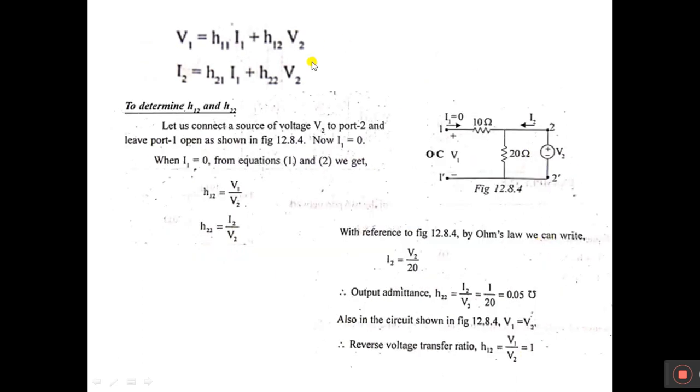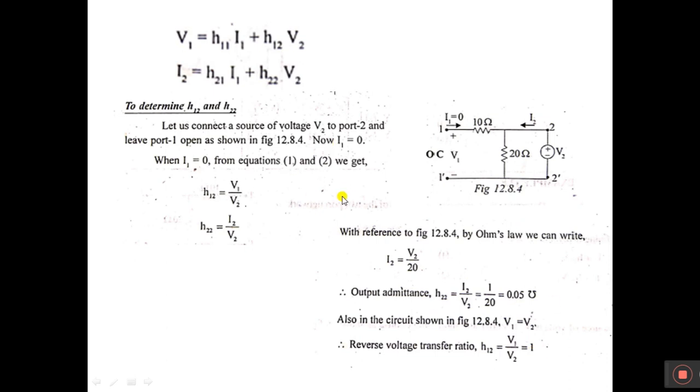And the next case, H12 and H22, we calculated by opening, I1 equal to 0. If I1 equal to 0, the 10 ohm has no effect. Then directly we can say I2 equal to V2 by 20. So H22 becomes I2 by V2, that is 1 by 20, 0.05 mho, and H12, V1 by V2, equals 1. That we discussed in the last video itself.